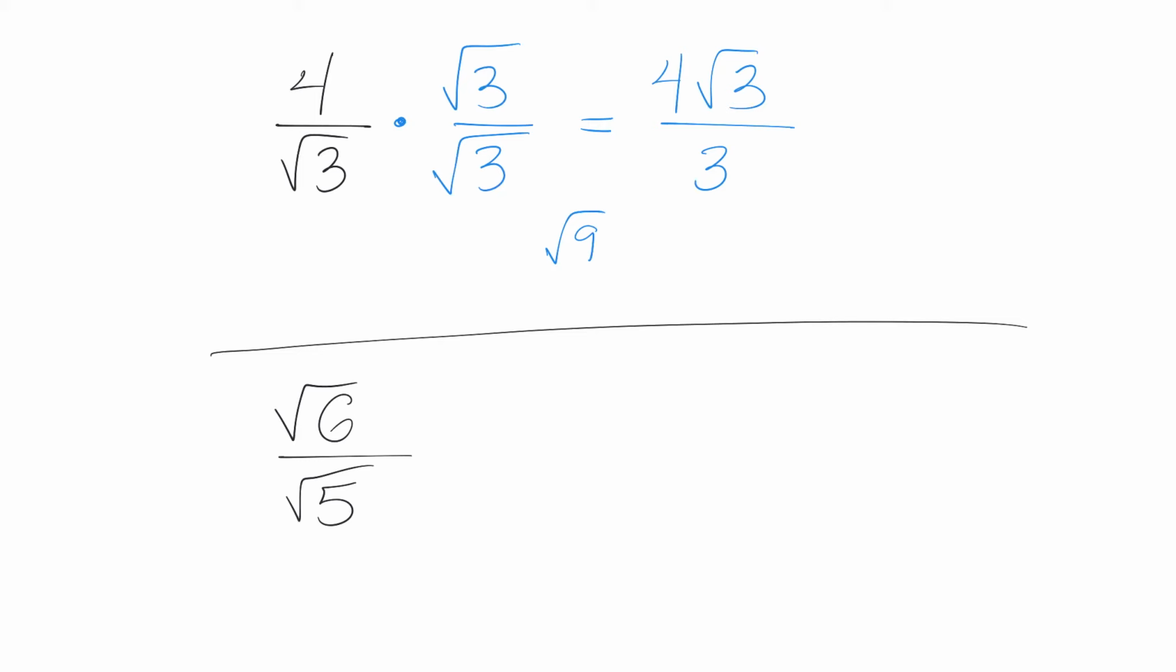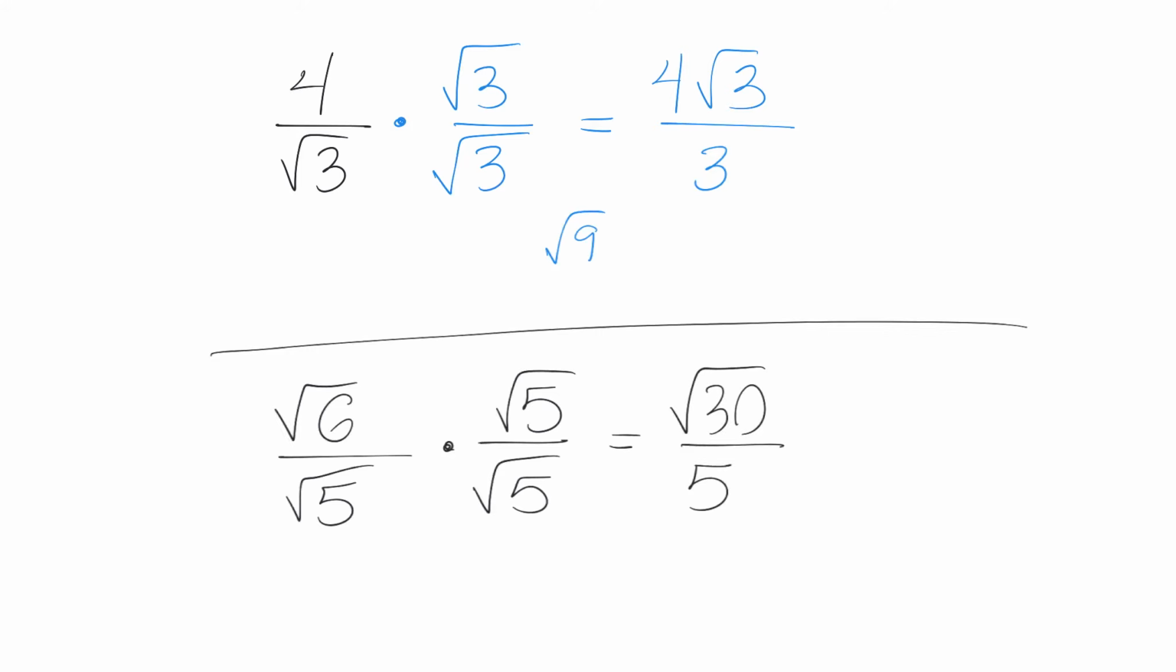Okay, ready? So we've got a radical in the denominator. We're going to multiply by that over itself, which is a fraction that equals 1. This will give me in the top the square root of 30, and in the bottom, this will give me 5. So root 30 over 5. How'd we do? Do we do okay?